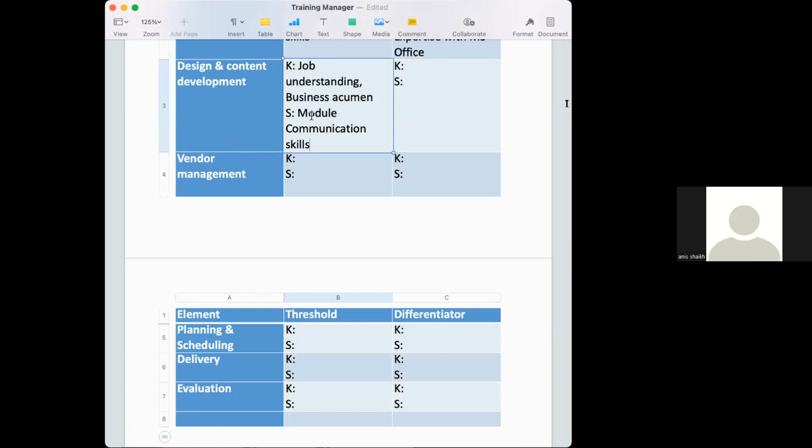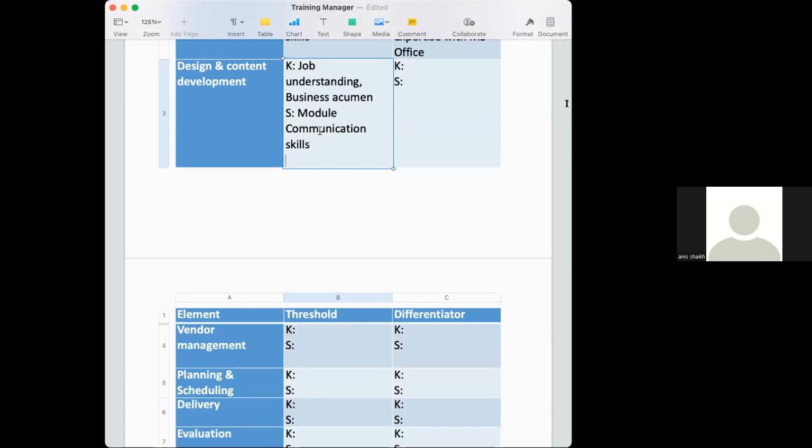Module development or module designing sort of. But what skill is needed to do that? Definitely basic computer knowledge, tech savvy, and communication skill. He should be very good in communicating, getting and giving the data or feedback, collecting and going around.